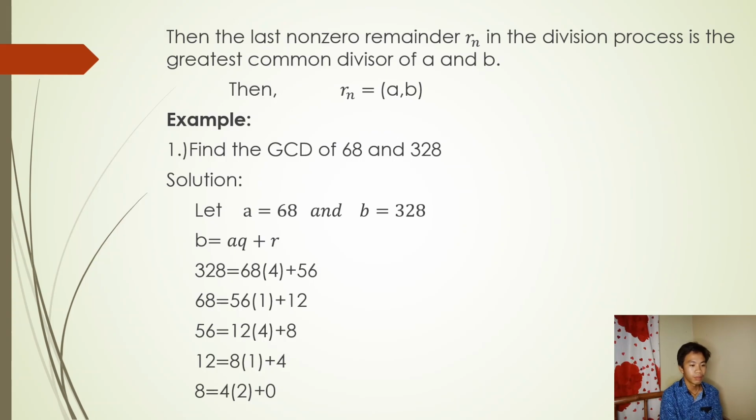68 divided by 56 is 1 and the remainder is 12. 56 divided by 12 is 4 and the remainder is 8. 12 divided by 8 is 1 and the remainder is 4. So 8 is equal to 4 times 2 plus 0.